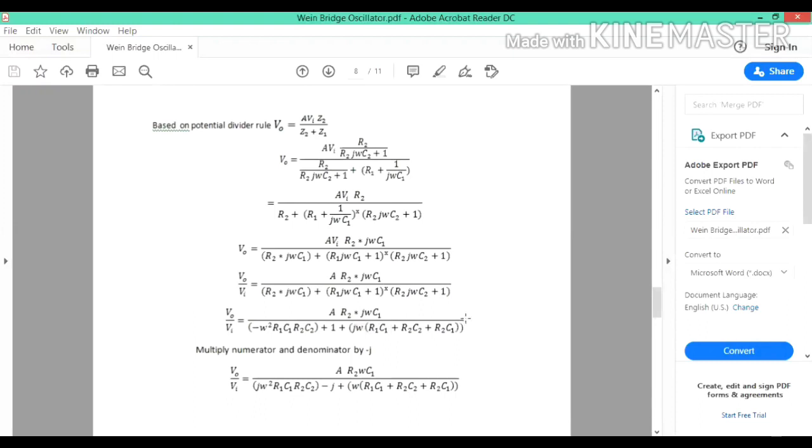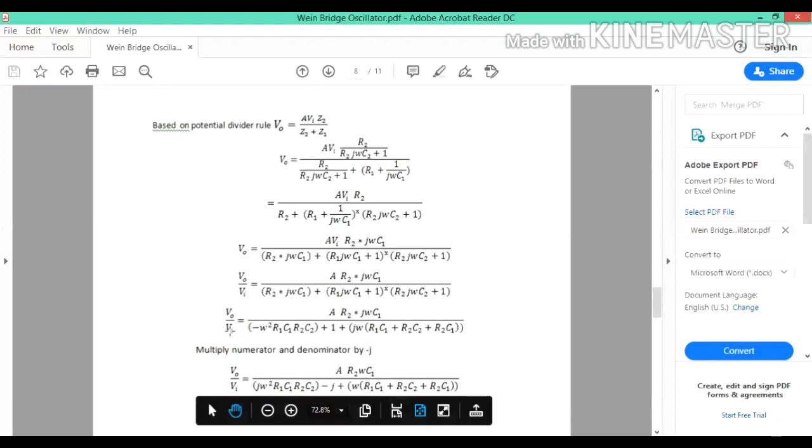By multiplying your denominator terms, we can get your V0 divided by Vi value in a remodified way like this. And as is well known, by simplifying the imaginary values, we can get a better frequency calculation. So to reduce the imaginary part, we are going to multiply the numerator and denominator with respect to minus j. When we do that, in the numerator term we can eliminate the j value.